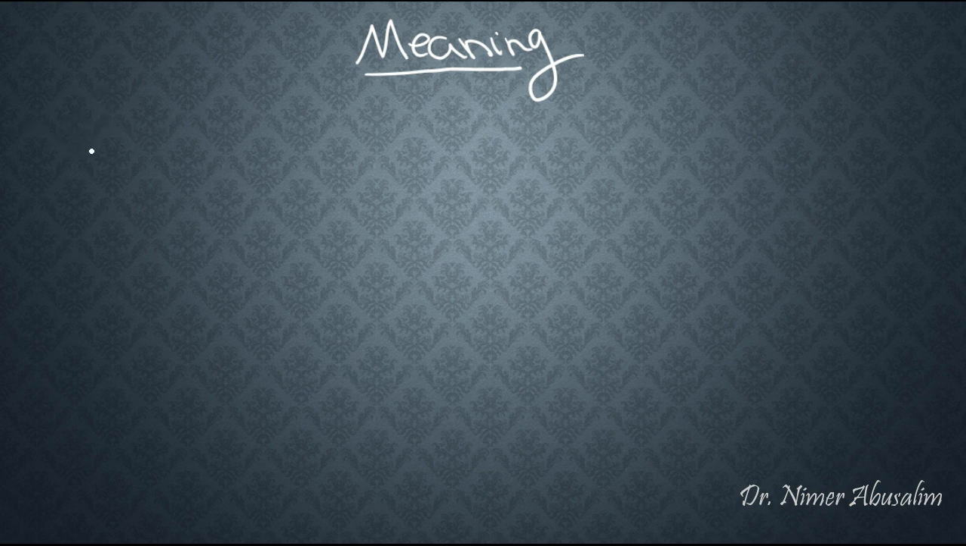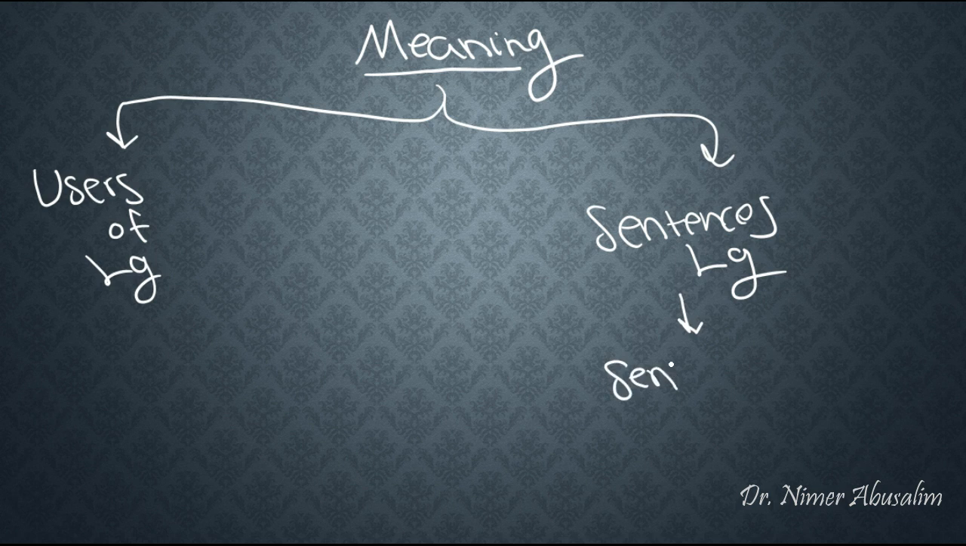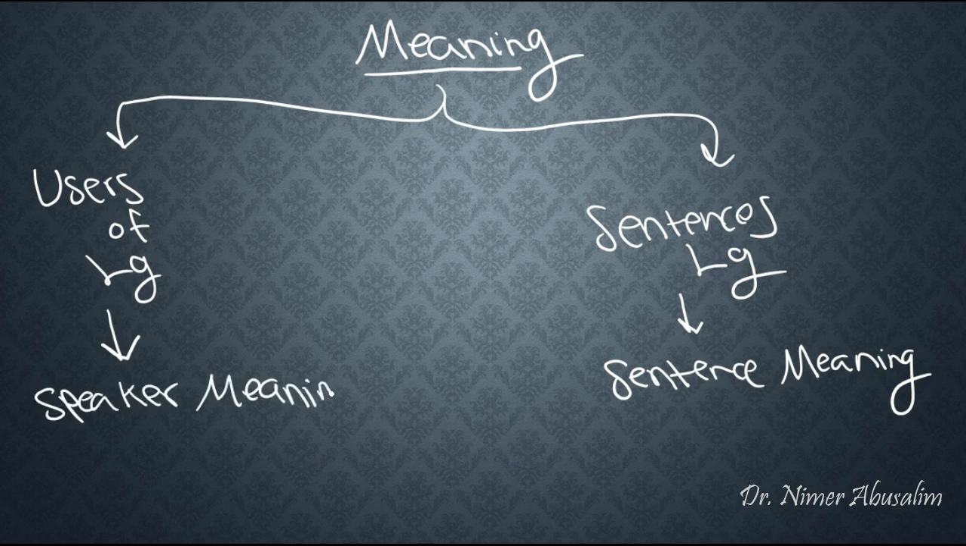So we need to recognize first that the term meaning can be applied to two different things. It can be applied to the users of language, or it can be applied to sentences themselves, or the actual language. So if we're applying this to the actual language or the actual sentences, then we come up with something we've already heard before, which is sentence meaning. If we're applying this to the users of the language, then we also come up with something we already talked about before, which is speaker meaning. So understanding the difference between sentence meaning and speaker meaning is very crucial before we embark on a journey of identifying or creating a theory of semantics.